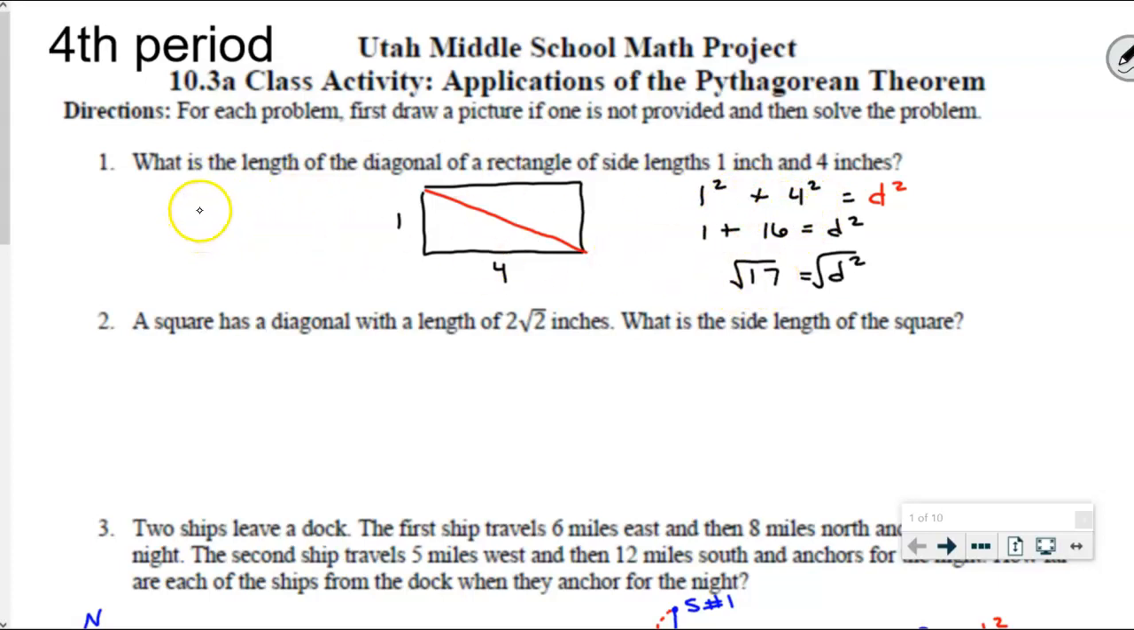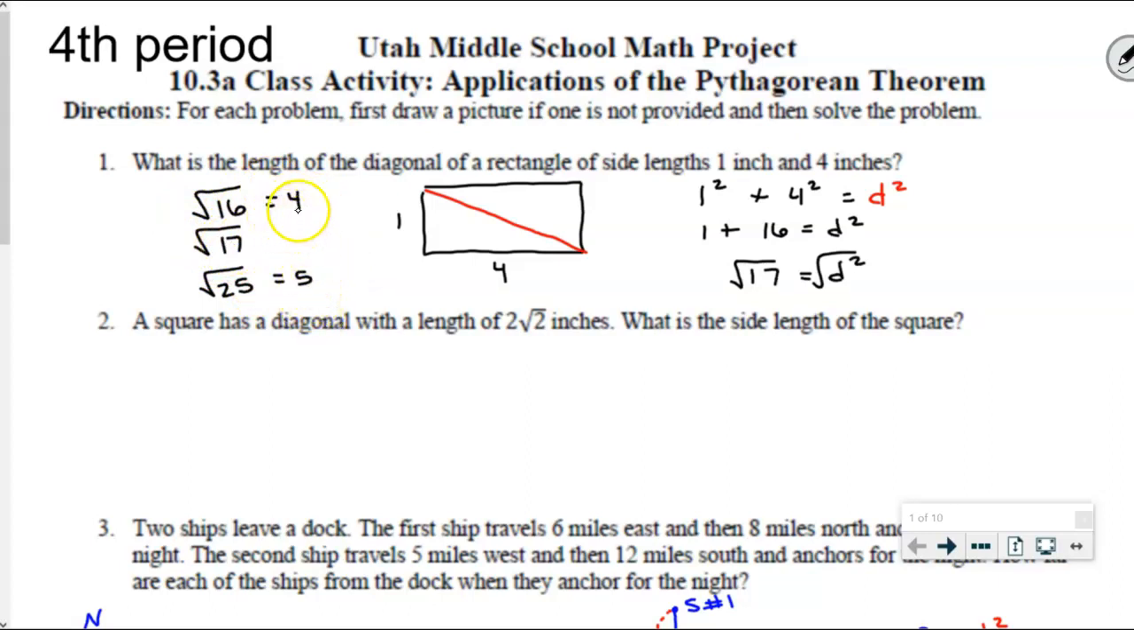The square root of 17 is kind of close to the square root of 16, right? What's the square root of 16? No calculators. CJ? 4. We could also say that the square root of 17 is kind of close to the square root of 25. What's the square root of 25? 5. All right. So the square root of 17 is probably going to be somewhere between 4 and 5, right?